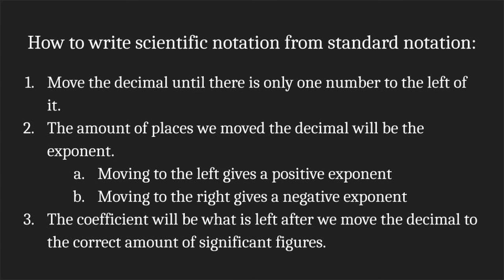Now, let's actually get into the conversions. So how do we write scientific notation from standard notation? Step 1 will be to move the decimal until there is only one number to the left of it, because then we'll have our coefficient between 0 and 10. Now, the amount of places we moved that decimal will be our exponent. And if we move the decimal to the left, we're going to have a positive exponent. And if we move the decimal to the right, we're going to have a negative exponent. And the last piece is that the coefficient will be what is left after we move the decimal.